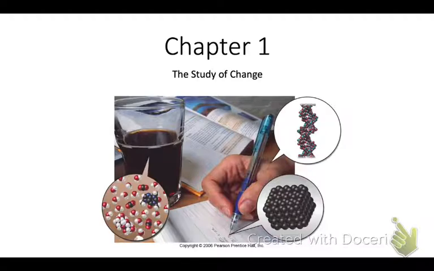We are starting with Chapter 1, which is the study of change. This is definitely coming from the definition of chemistry. Chemistry can be defined as the study of matter and the changes it undergoes.